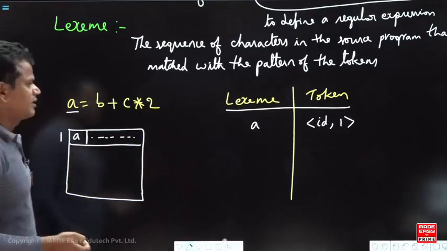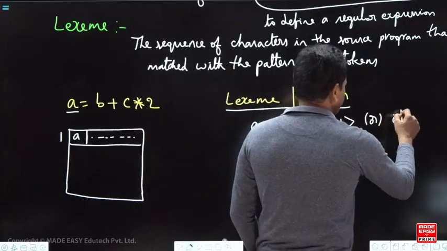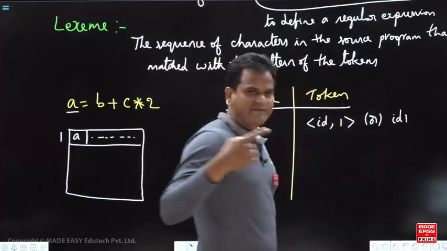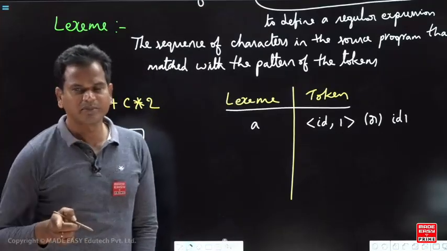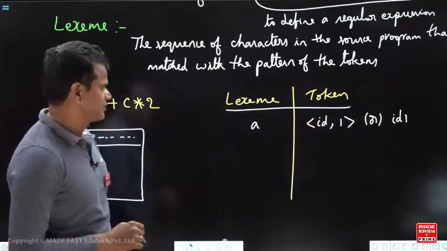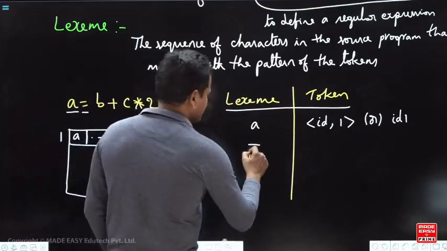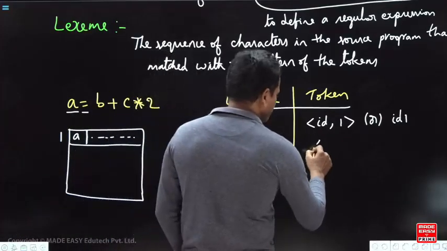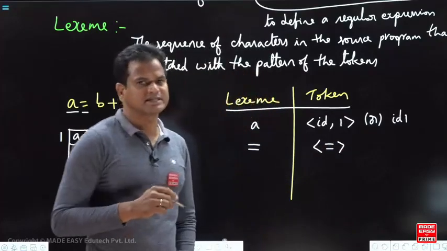Or you can simply write ID1. As in the previous phases of the compiler, for A = B + C * 10, I wrote ID1, ID2, ID3 like that. And this is a lexeme. And what is this? It is an operator. For operators, we don't store anything in the symbol table.